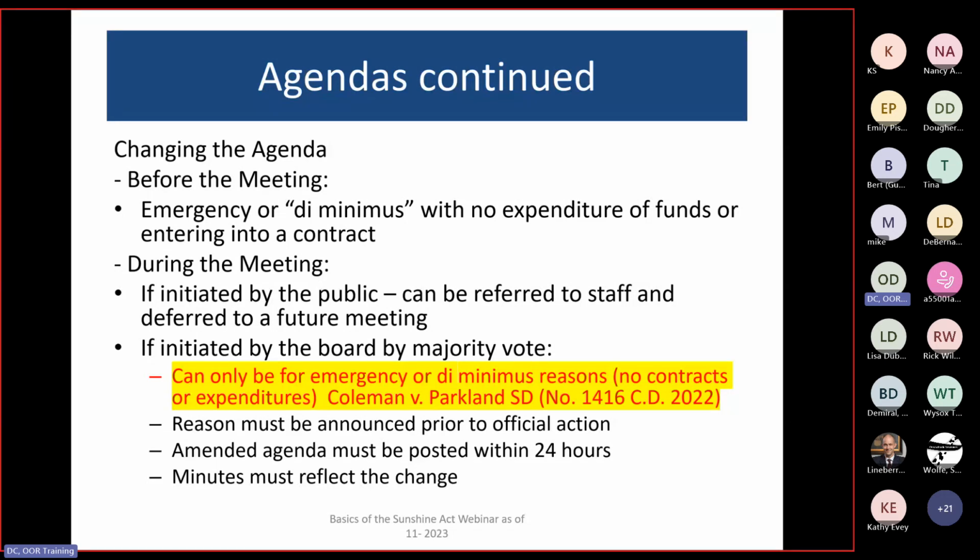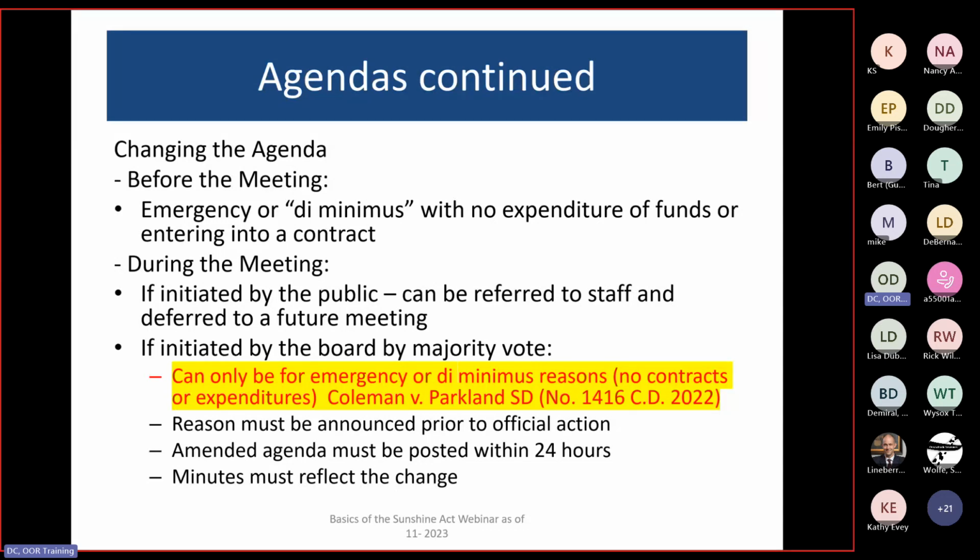And maybe they'll decide, well, we're not even going to vote on it. You do not have to vote on an agenda item if you don't want to. But if you intend to vote on an addition to the agenda, that's how you would go about doing it. But because of Coleman versus Parkland School District, you can only vote on de minimis. You can only change the agenda for de minimis reasons. Just so everyone understands that.